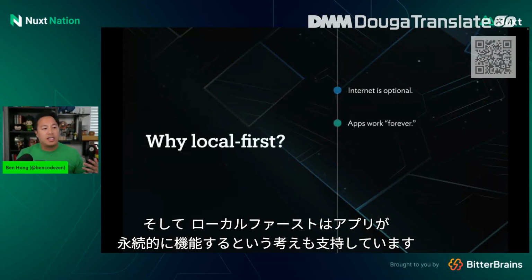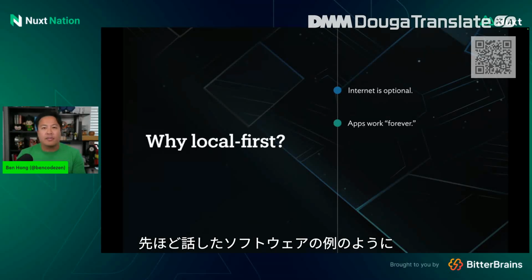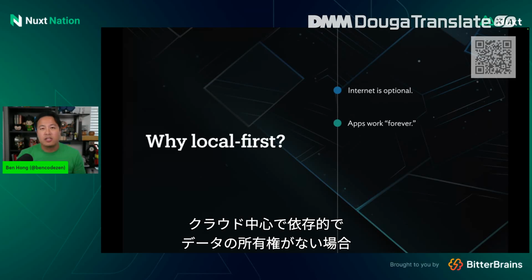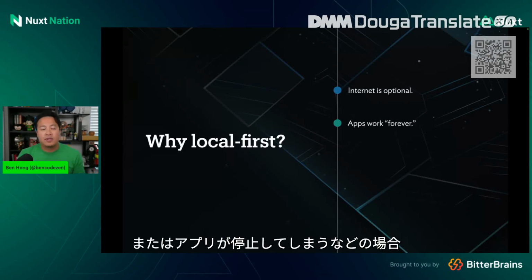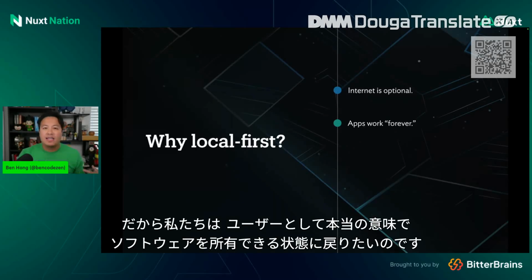And so local first also purports this idea that apps work forever, because in the instances we talked about earlier regarding software, where you're essentially cloud-centric dependent and you don't own the data, the moment the apps go away, you're basically out of luck, or if the apps shut down and whatnot. So we want to move back to that point where we can truly own the software as users.